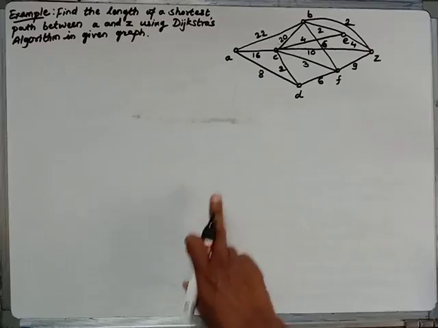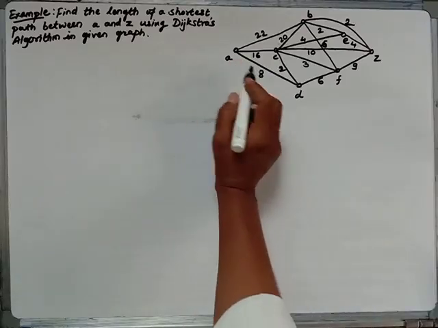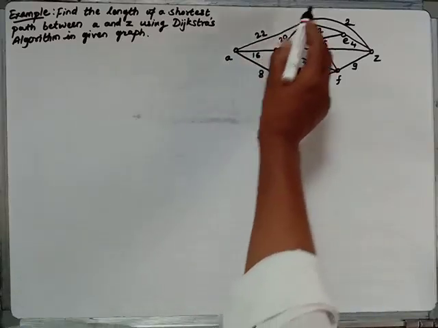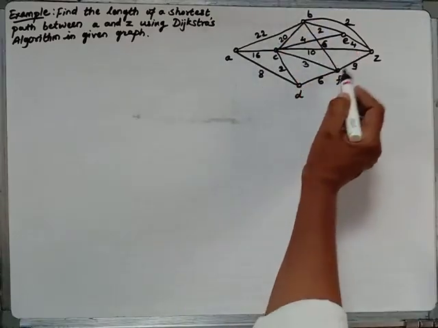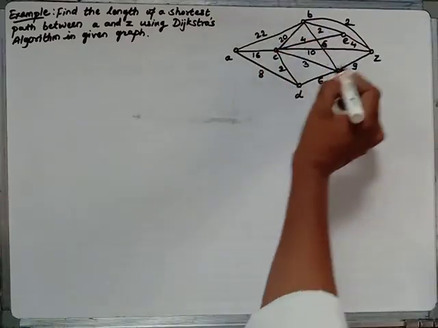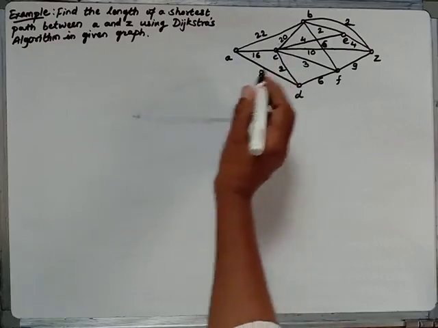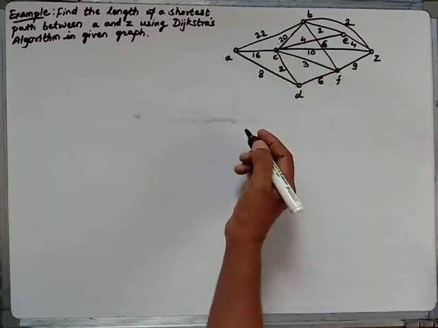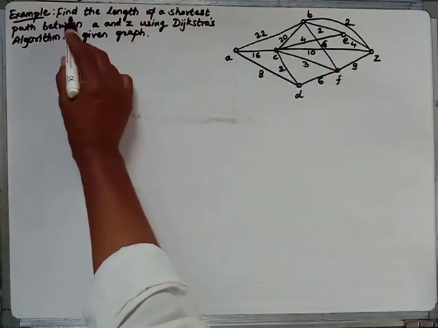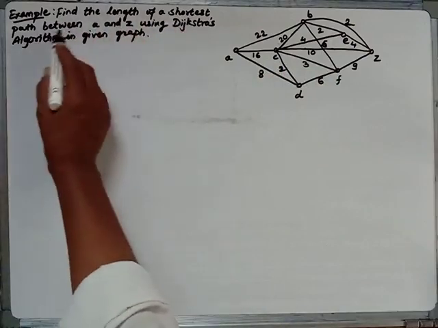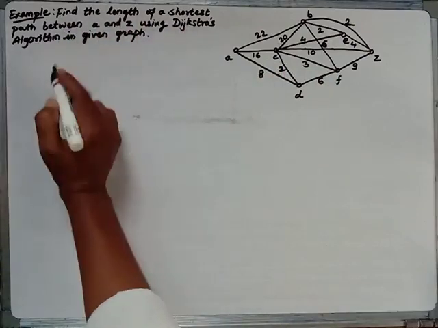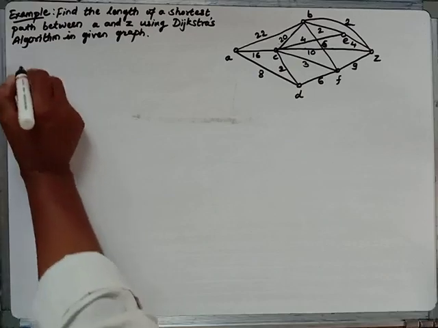Hello students, here we have a graph having the vertices A, B, C, D, E, F and Z, and the weights are given here for the various edges. Okay, so here what we have to do is find the length of the shortest path from A to Z using Dijkstra's algorithm. So, solution.